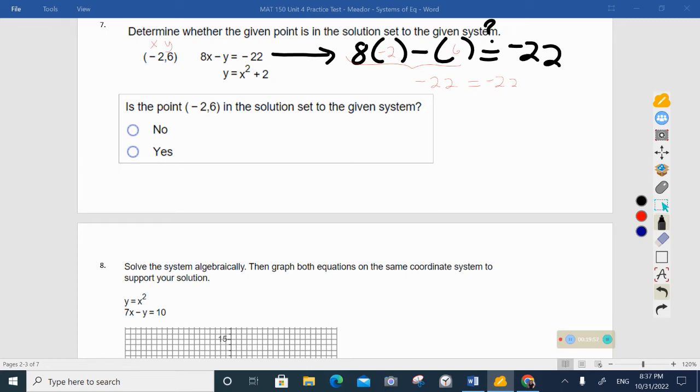All right. Now let's try it in the second equation. Y, well, y is 6. Does 6 equal x squared plus 2? But we have to fill in x's value. X in our ordered pair is negative 2. So negative 2 squared is 4. 4 plus 2, look at that. It does equal 6. So it works in both. So the answer is yes.